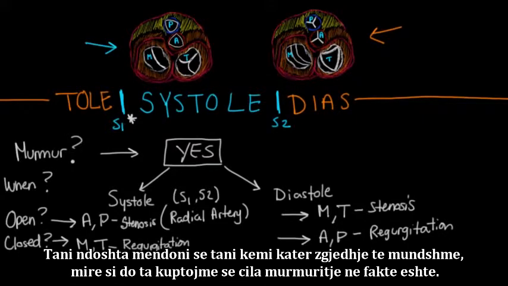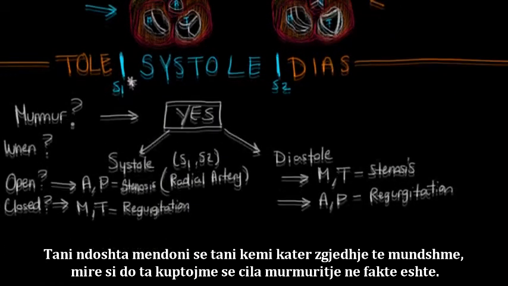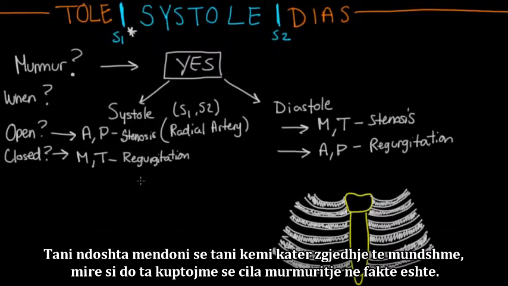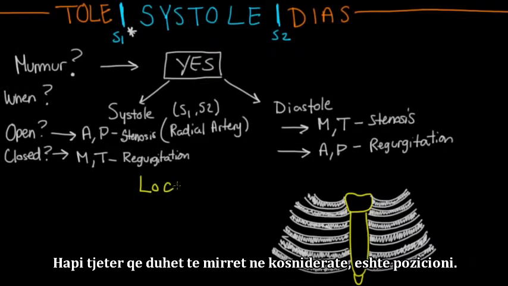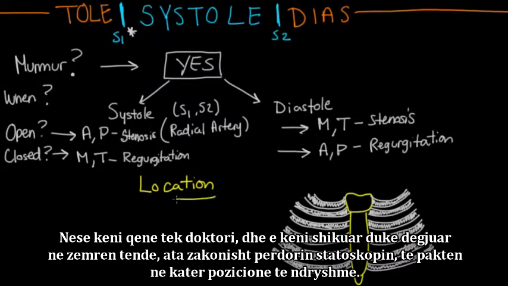So you may be thinking, okay, well now we have 4 possible choices. Well, how do I figure out which murmur it actually is? So let me scroll down here and give myself a little more space. The next step is to really consider location. So if you've ever been to the doctor and you watch them while they listen to your heart, they usually put the stethoscope in at least 4 different places.